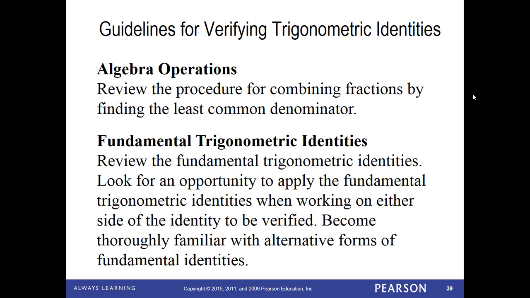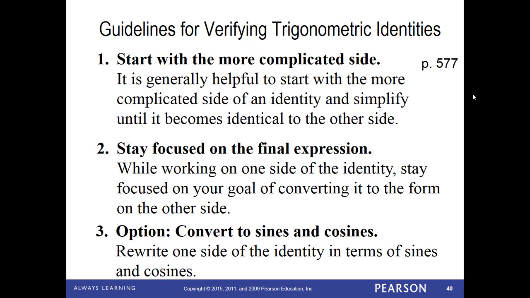Alright, and in the book there are some guidelines of how to think through verifying identities. You can read through those. Don't forget your algebra operations. Have your fundamental trigonometric identities in front of you. Write them out so that you can use them. This is on page 577 if you want to browse through them, but we'll go over them real quick here. Start off with the more complicated side if the other side is very easy, and work from that complicated side to the easy side. Always stay focused on the final expression. You're trying to prove an identity, so your focus should always be, what am I trying to get to?